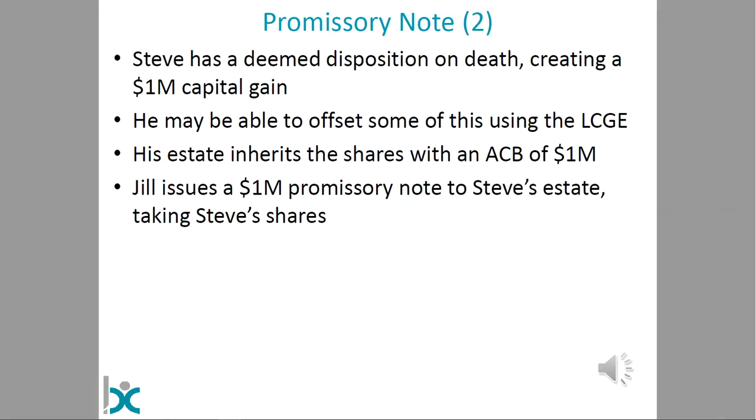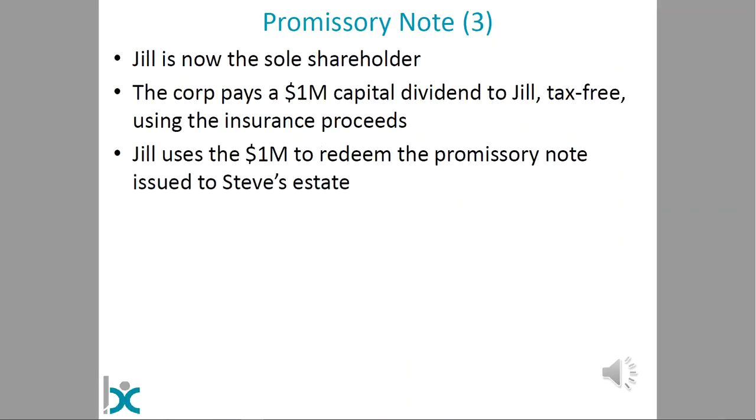So at this point, Jill becomes the sole shareholder of this corporation. The estate, Steve, whatever the case is no longer involved. However, Jill does owe the estate $1 million. So the question is, where does Jill get that $1 million from? Now Jill, as the sole shareholder, owns all the shares, and she just has to take care of that promissory note. So how's she going to do it?